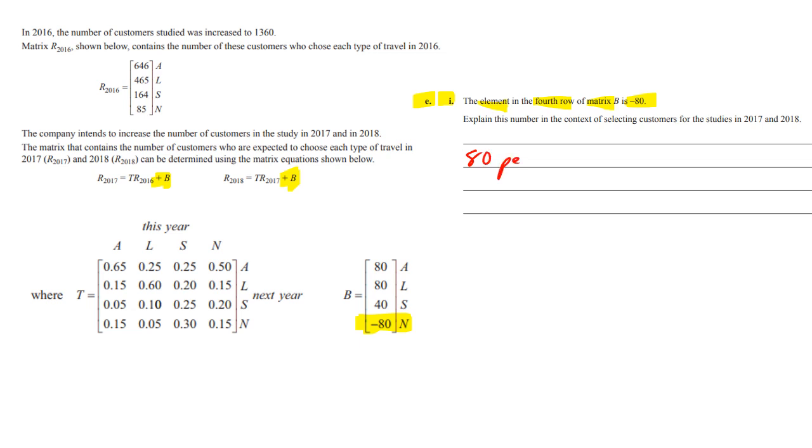So 80 people with no booking were removed. Where were they removed from? Well, they're not fish in a pond, so from the study.